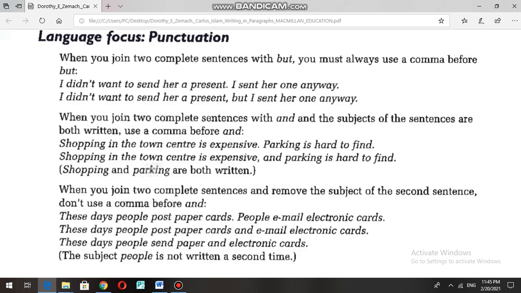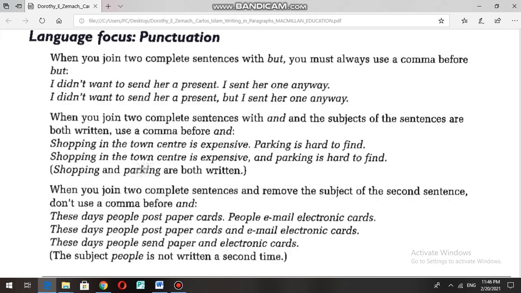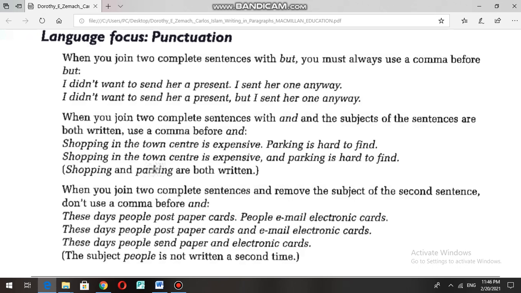See the other sentence? Shopping in the town center is expensive, and parking is hard to find. As you can see, we have a comma before the and. Okay? You see, there's a note. Shopping and parking are both written. Shopping, which is the subject of the first sentence, and parking, which is the subject of the other sentence, are both mentioned and written.